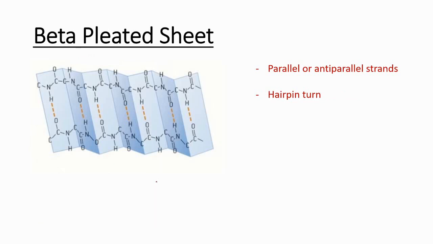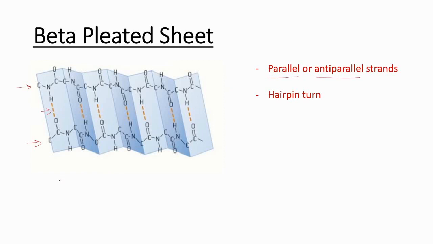Another important secondary structure is the beta pleated sheet. And this can be found in structural proteins such as silk, which has very high tensile strength. The beta pleated sheet can be formed between different polypeptides or within a single polypeptide. So, for example, we can have one polypeptide here, another here. And you can see the hydrogen bonding, which stabilizes this secondary structure. Beta pleated sheet can have strands of polypeptide which are parallel or anti-parallel.